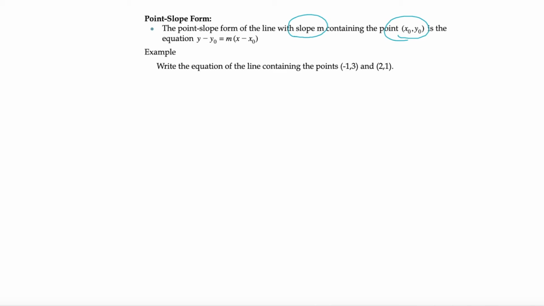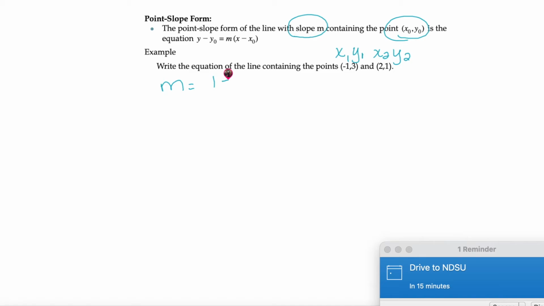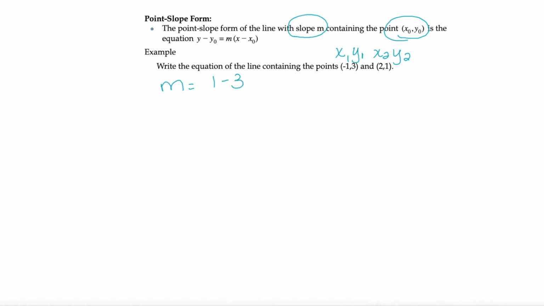We don't have the slope, but we can find it by using our equation, the difference of our y values over the difference of our x values. So let's find our slope first. I'm going to let this be x sub 1, y sub 1, x sub 2, y sub 2. So my slope is going to be 1 minus 3, the difference of our y values over the difference in our x values, 2 minus -1, or -2/3.